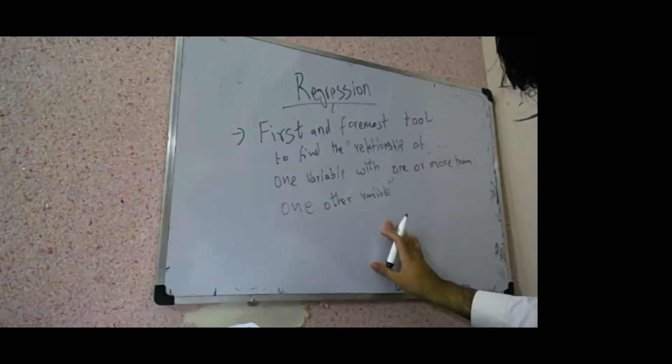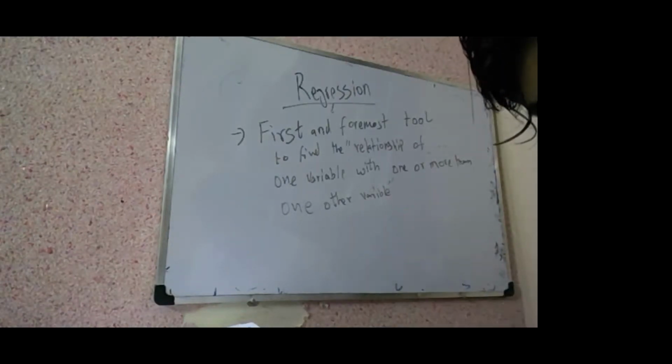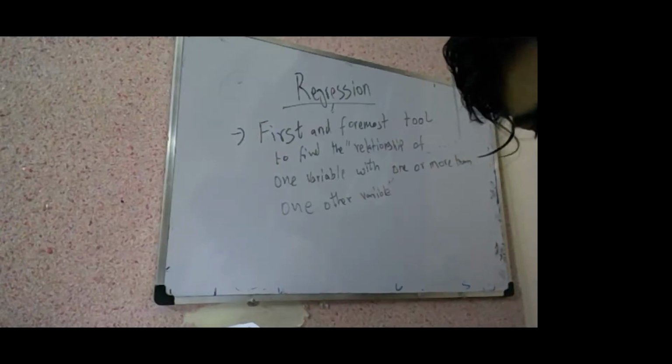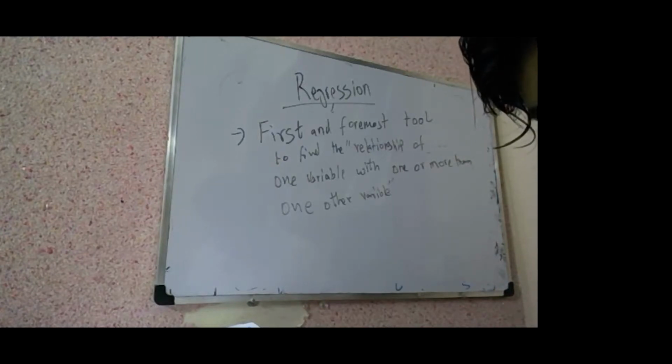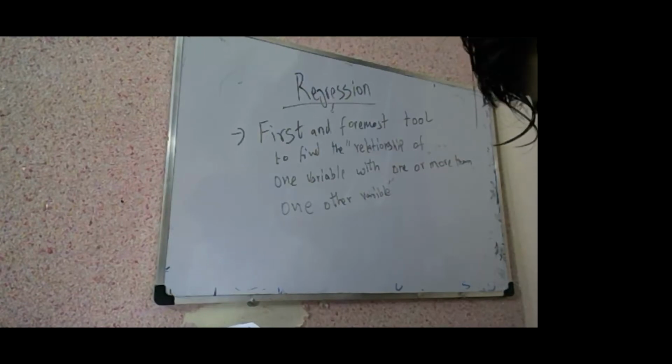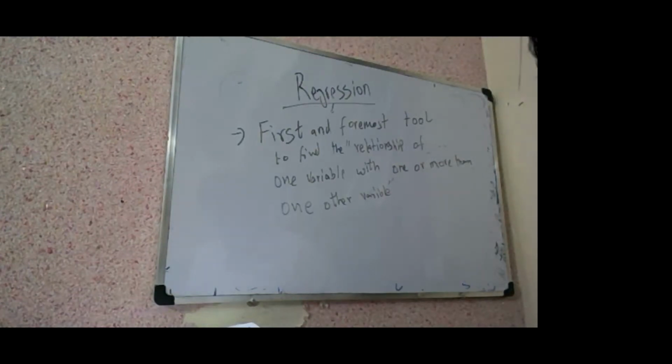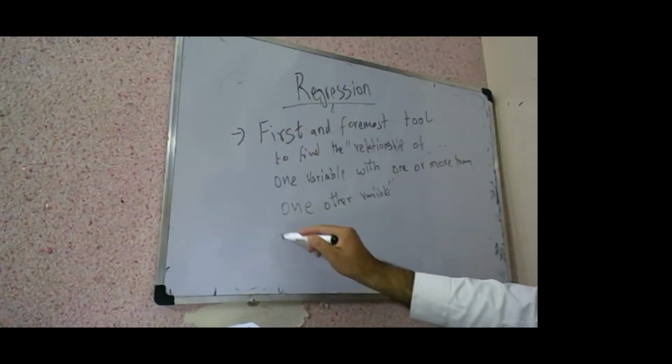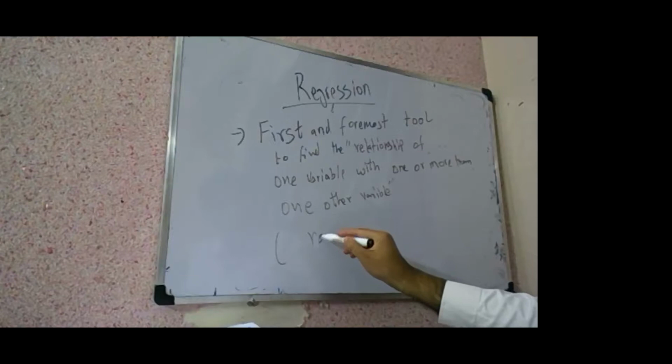Is it clear to read on the whiteboard? Just tell me yes or no if it's clear or not. If it's not clear, just tell me so that I can write in bigger letters. Okay, but hopefully you can read it. So we need regression to do regression analysis.